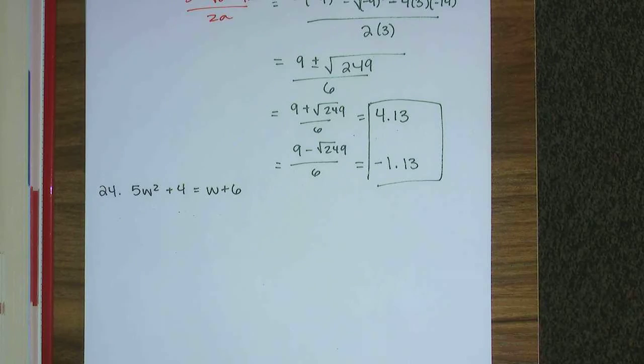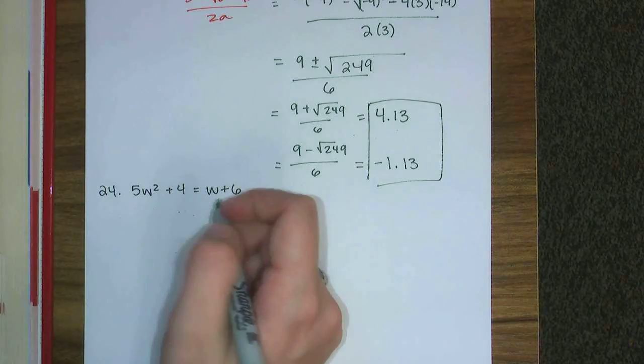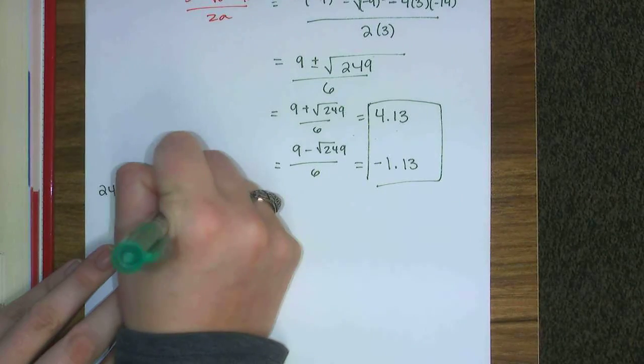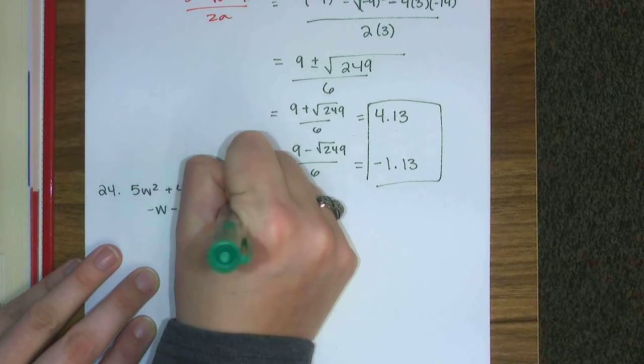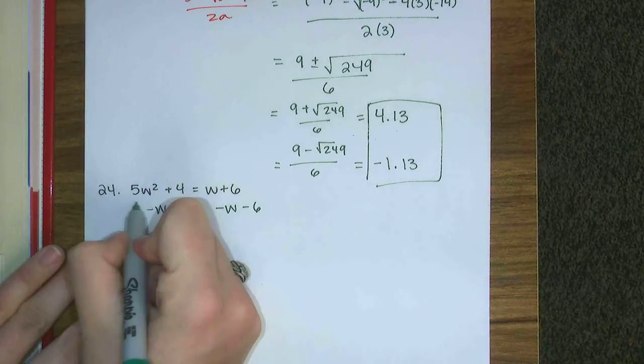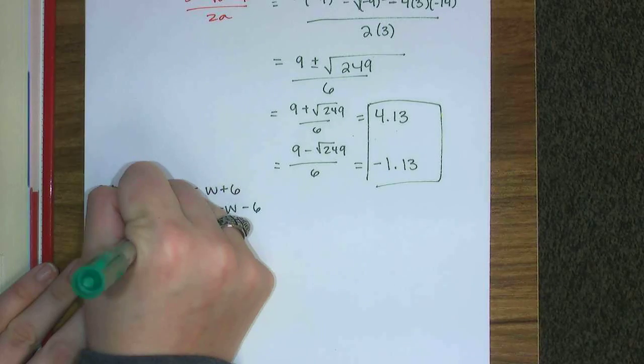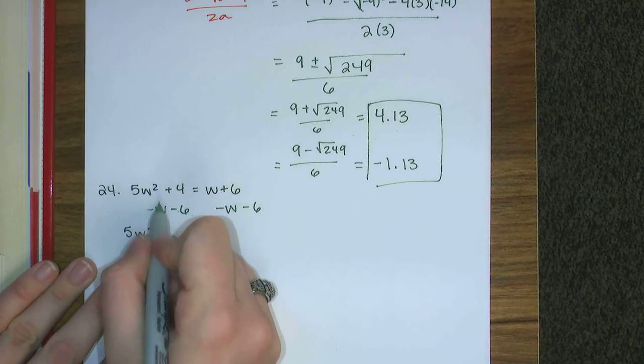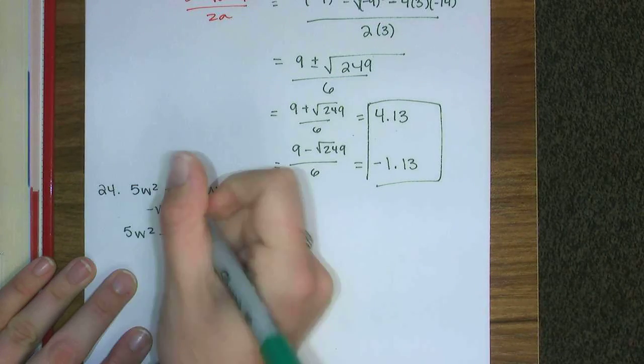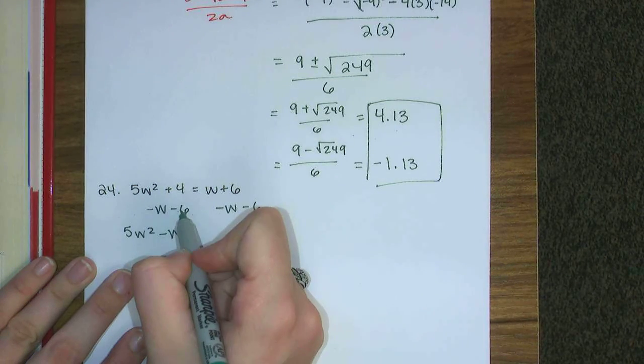And I'm going to go ahead and do it all in one step. So minus w, minus 6, minus w, minus 6. So 5w squared. There was no w's here, so just minus w. There is a 4, so 4 minus 6 is negative 2, is equal to 0. Now everything's on one side. It's all equal to 0.